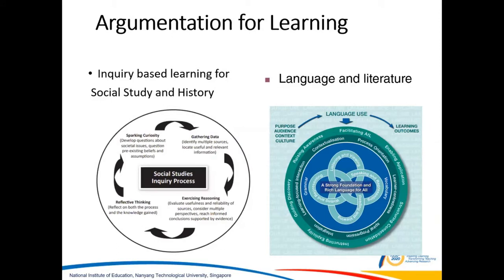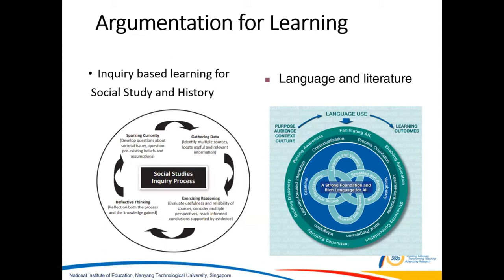In this social studies inquiry process, as you can see, argument plays a role in every aspect here, from sparking curiosity by helping students develop questions about societal issues. They also need to gather data from multiple perspectives and resources. Then they need to evaluate the usefulness and reliability of these resources. At the end, they need to have a firm stand on this societal issue, right? So throughout the process, argumentation plays a very important role.